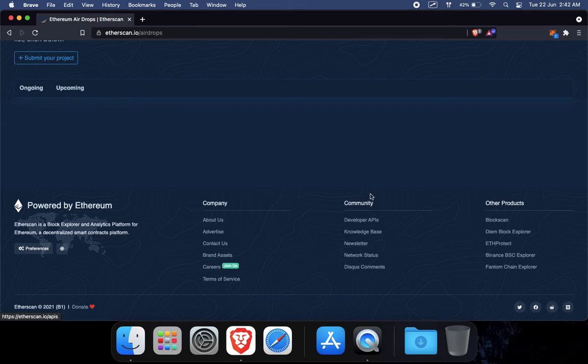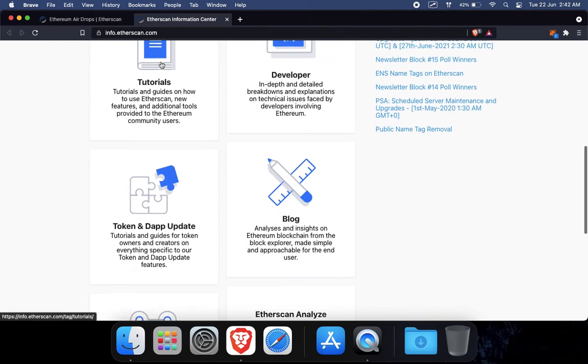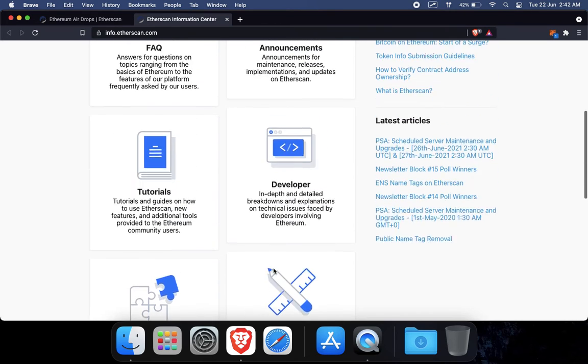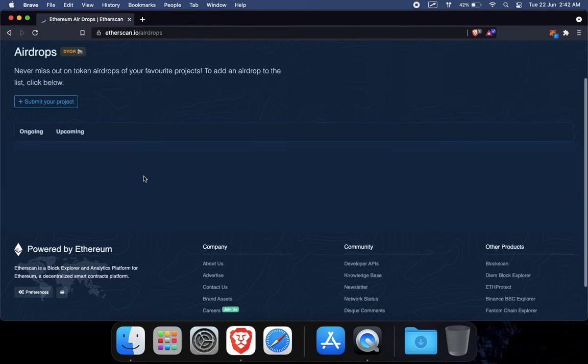If you're looking for more stuff, they have a knowledge base over here, community, newsletter, network status, and discuss comments. These are the comments on transactions. Other products are here. You can learn more about the company here as well, and so on and so forth. Right? I always like knowledge bases because that's where you learn all the stuff that you need to know. FAQs, announcements, tutorials, developer, token, dApp, blog, general, and some stuff coming up soon. Okay, so that's basically all you need to know. That's where you can read all the information. There's a lot of free stuff online.